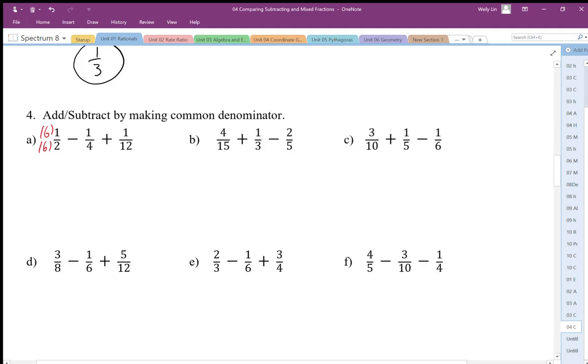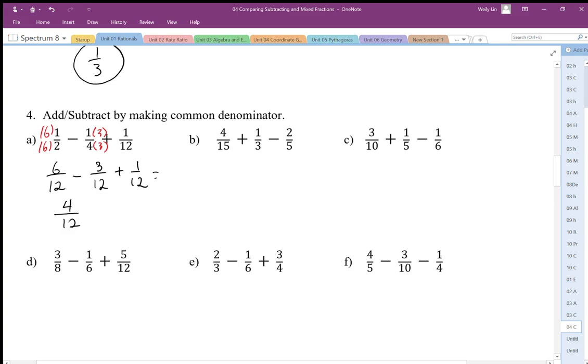So I need a times 6 here. I need a times 3 here. Okay, once I do that, now I have a denominator of 12. So I have 1/2 is same as 6/12. That's an equivalent fraction. 1/4 is same as 3/12. And then I'm going to add the 1/12 here. So I get 6 minus 3 plus 1. I end up with 4/12.